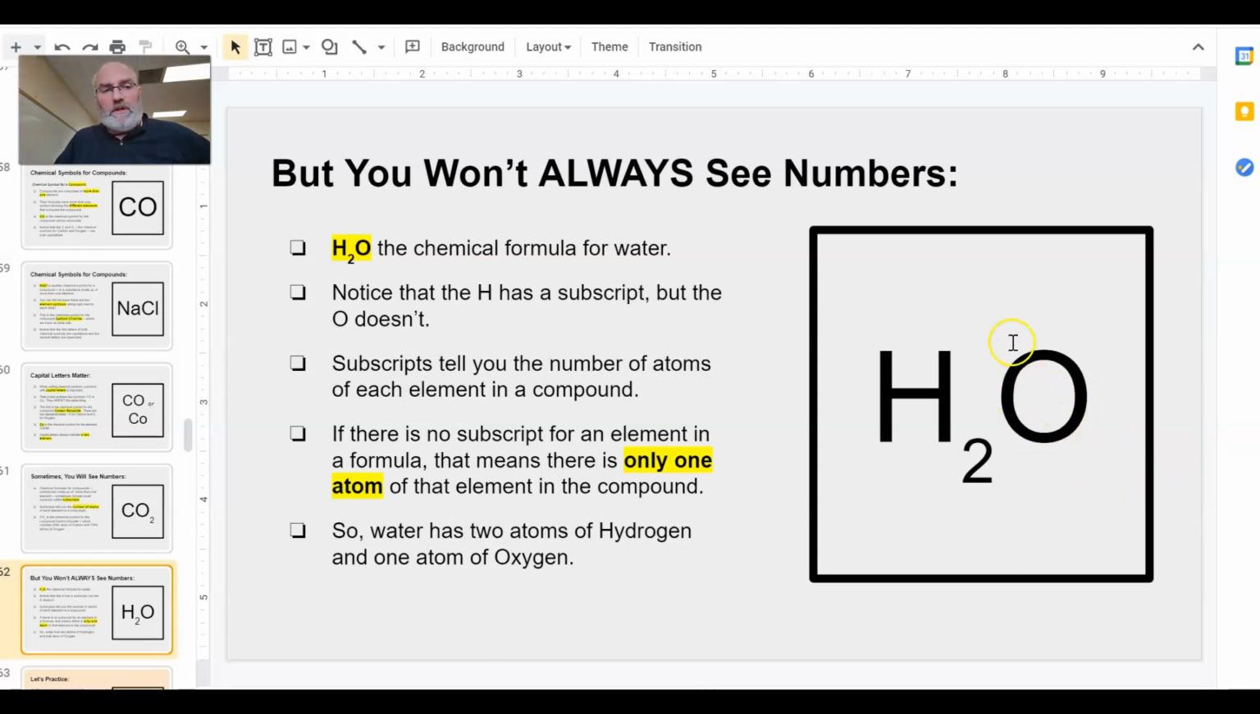So subscripts tell you how many atoms of an element there are, and they're always referring back to the element listed before it. So in this particular case, hydrogen is listed and it has a subscript. So this 2 is telling you how many atoms of hydrogen there are in a molecule of water. Okay, so that's how you figure out what chemical symbols mean. I think it's kind of fun.